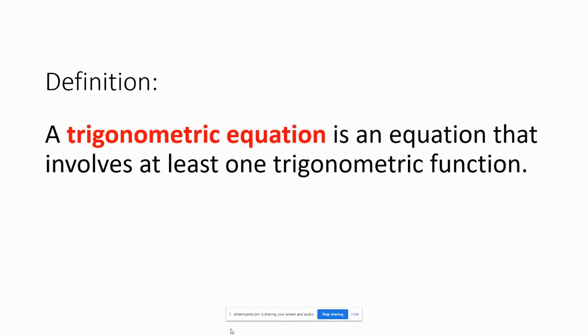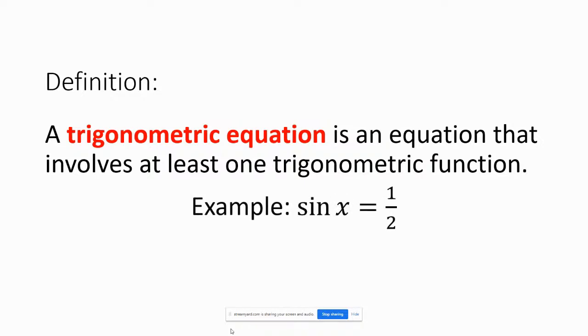All right, definition. Of course, we need to define everything first, no? A trigonometric equation is an equation that involves at least one trigonometric function. So, we all know that we must have a trigonometric function in order to call it a trigonometric equation. There are also some equations that involve more than one trigonometric function, no? That is why we have different techniques for solving them.